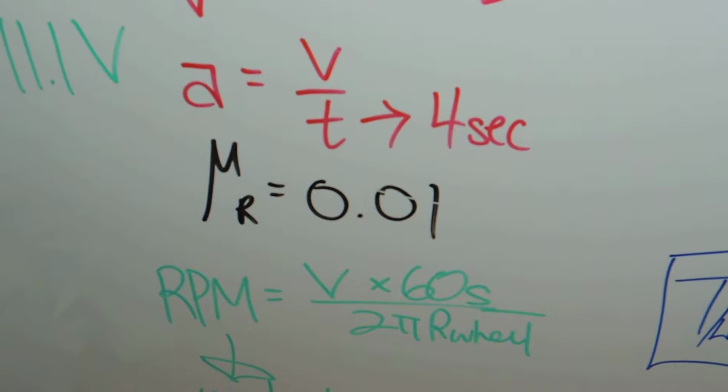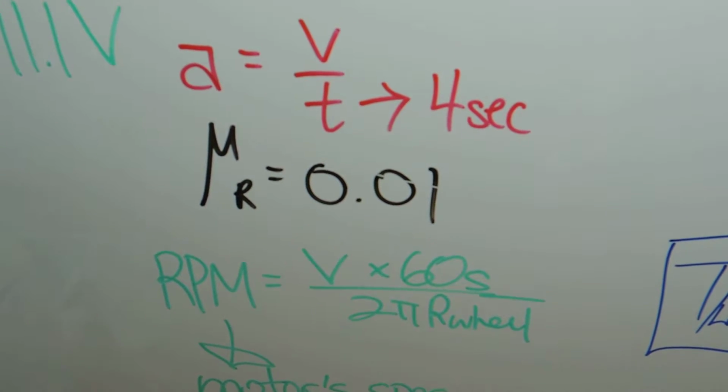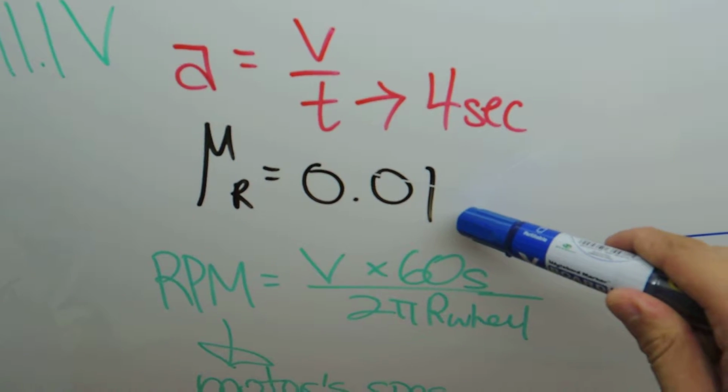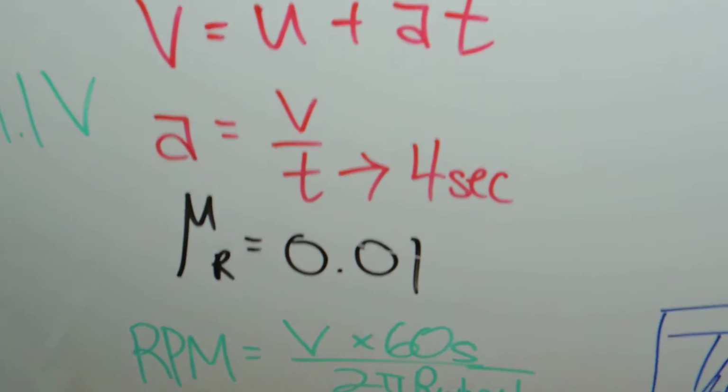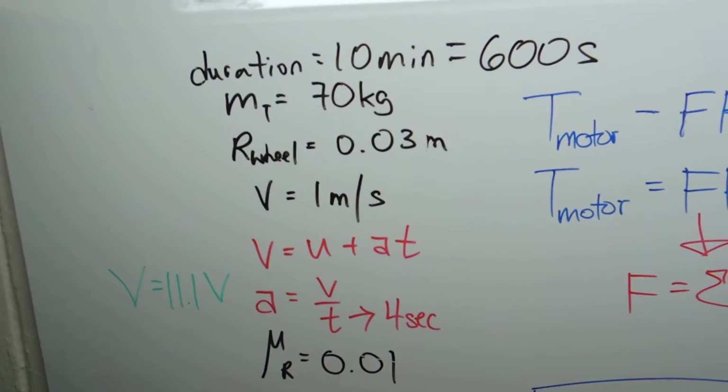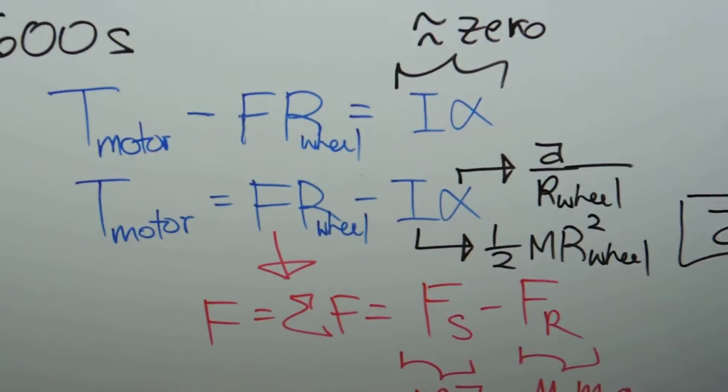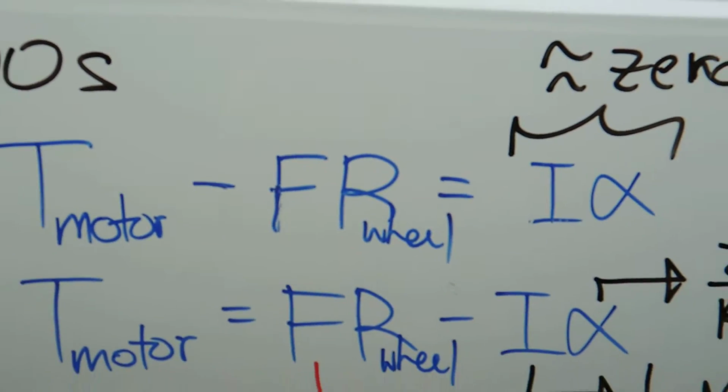Okay, next is the rolling friction coefficient. This is the worst case scenario, 0.01. Okay, that's about it for the predefined values. Now let's go to the very important equation.